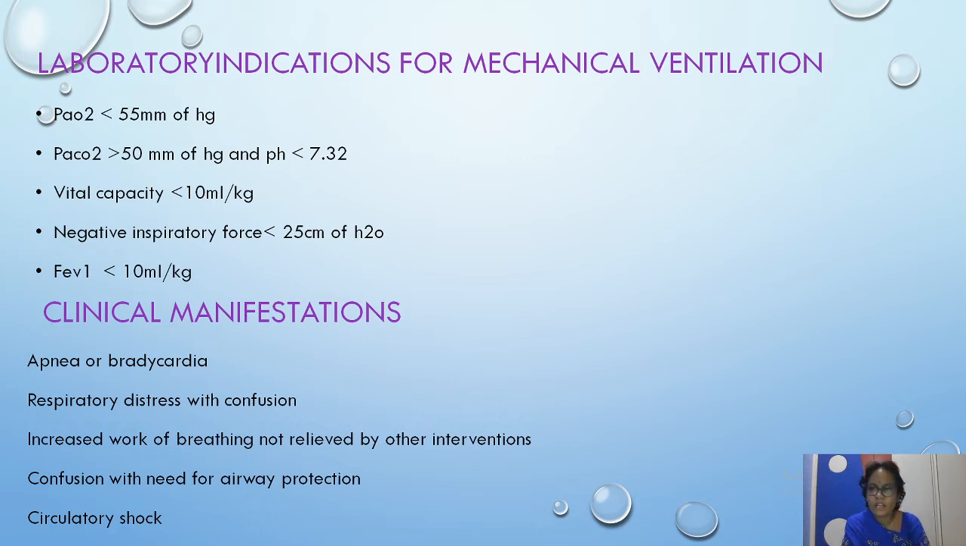Now we will see the laboratory indications for mechanical ventilator. Even if the patient has the previous indications which we have seen, by examining the laboratory values we can confirm that the patient needs mechanical ventilation. When the partial pressure of oxygen is less than 55 mm of mercury, PaCO2 is greater than 50 mm of mercury and pH is less than 7.32, the patient is going into respiratory acidosis, and vital capacity is less than 10 ml per kg.